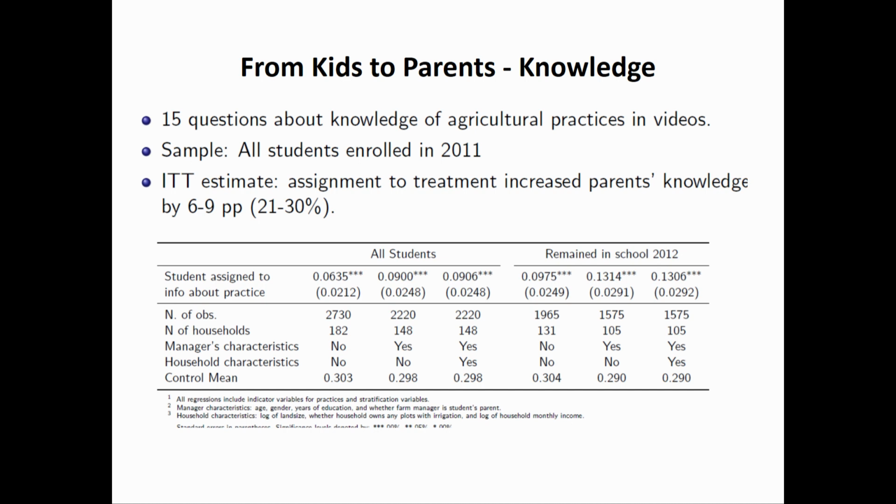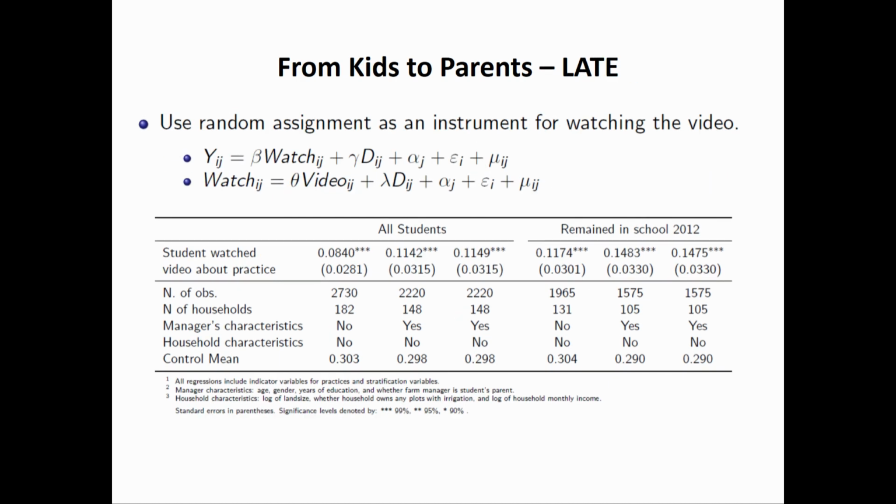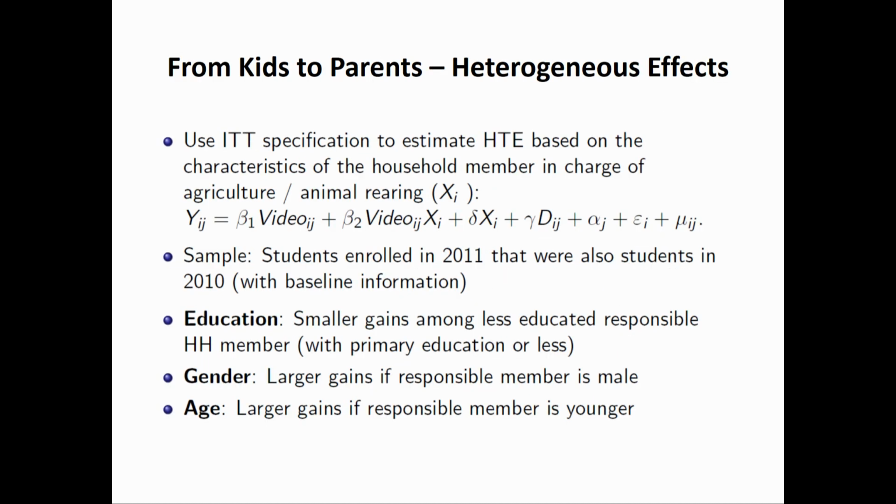We had a significant increase of 21 to 30%, so 6 to 9 percentage points in terms of knowledge. We also identified a similar impact in the LATE: using random assignment as an instrument for watching the video, we find a similar significant effect. Then we also looked at the heterogeneous effects, and as typically expected, we found smaller gains among less educated responsible household members, larger gains if the responsible member is male, and, by age, larger gains if the responsible member is younger.